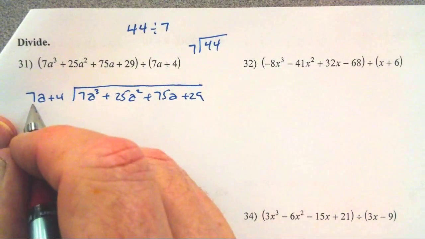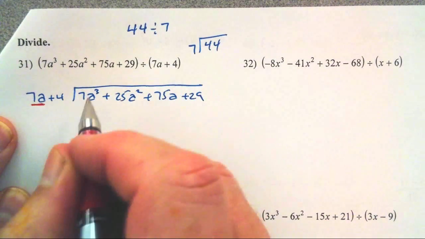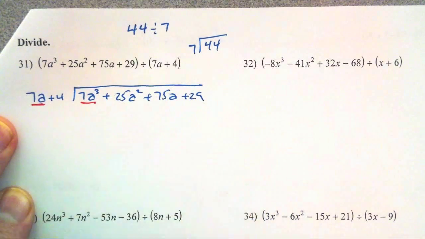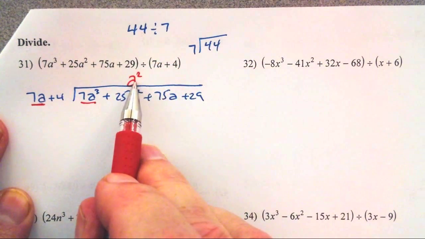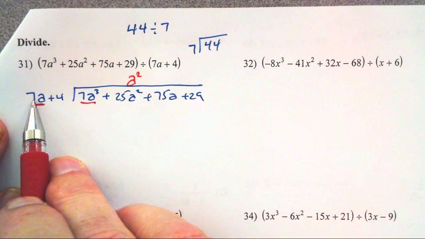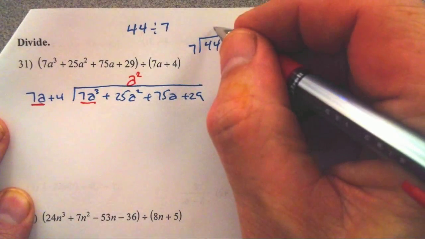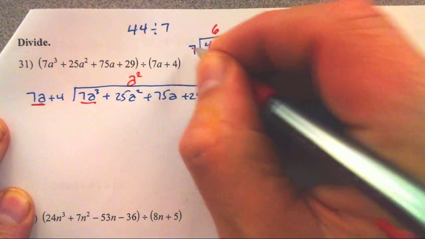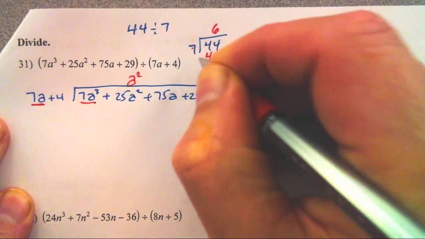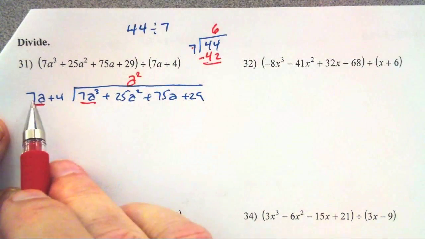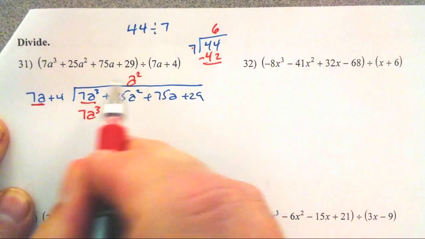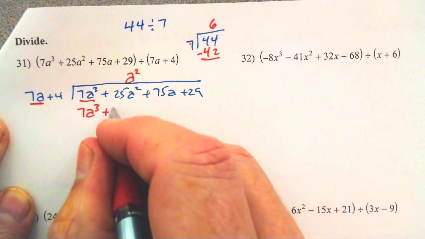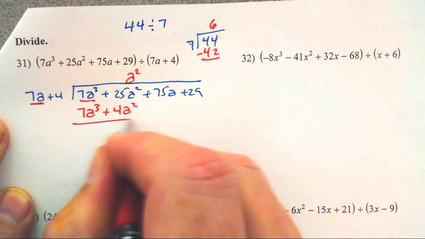So now I say, how many times what do I have to multiply by 7a to get 7a to the third? A squared. And since it's a squared, I'm going to put that in the squared column, a squared. So I multiply a squared times 7a. Just like here, if I'd have said 6, I multiply 6 times 7, put 42 and subtract. Here I'm going to take a squared times 7a, I get 7a cubed. But I also multiply a squared times positive 4 and get plus 4a squared.